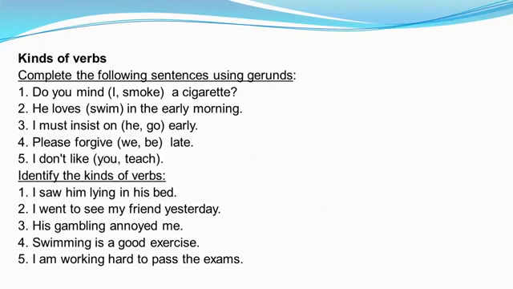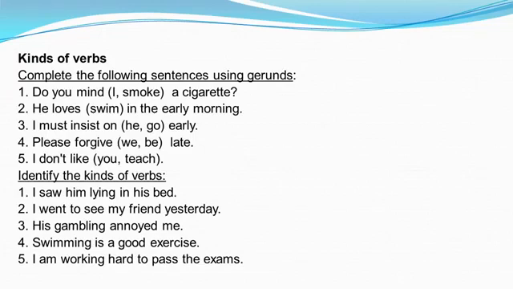Now come to the next one, intransitive verb. Intransitive verbs are the verbs which do not require an object. For example, I laughed. Please sit. The baby slept. He runs fast. Okay, students, here we do not use an object and the sense is clear. So it is called intransitive verb.